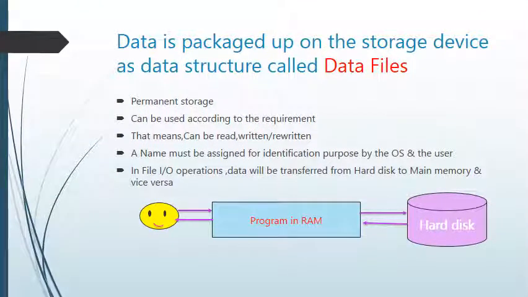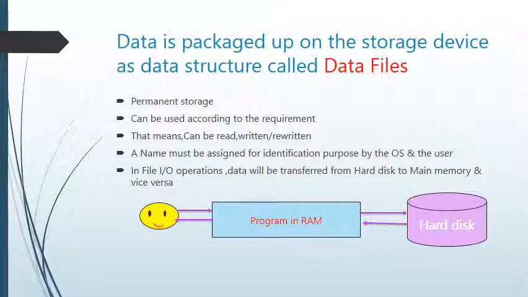When data is backed up on the storage device as a data structure, it's called data files. So data files are considered permanent storage. They can be used according to a requirement. That means you can write data onto your file and you can read from it. If anything goes wrong, you can even rewrite it. So definitely a name must be assigned to your file for identification by the operating system and by the user.